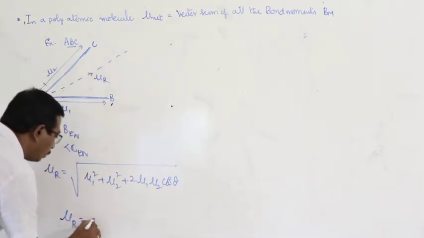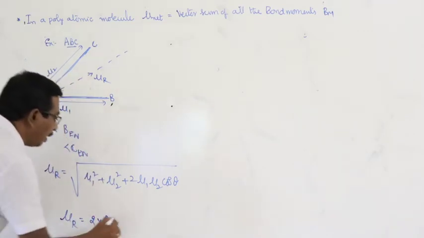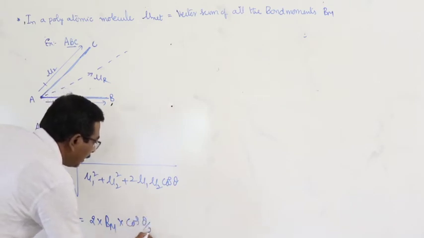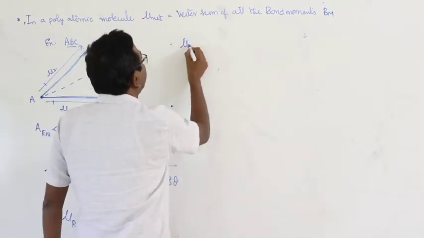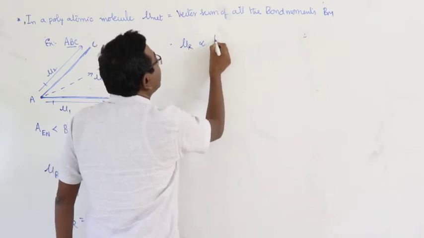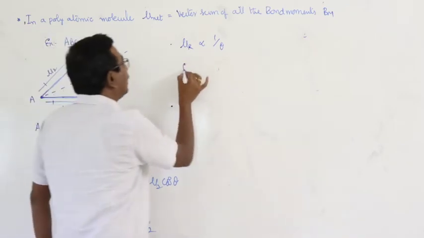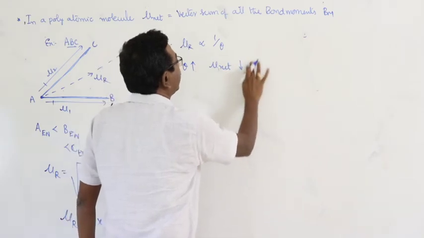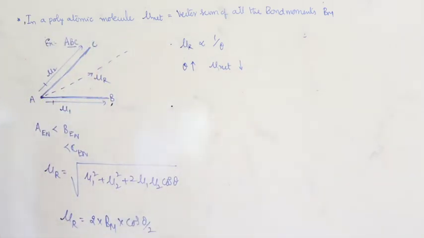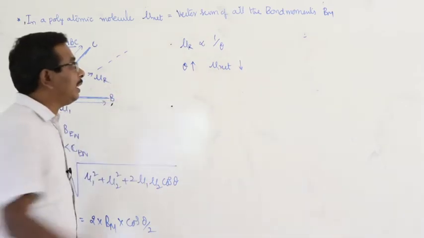How many bond moments are there? 2. 2 into bond moment 1, bond moment 2, into cos theta by 2. What is the sense of this? Here from this we can write that net dipole moment is inversely related to theta. Means what? With increase of theta value, the net dipole moment gradually decreases.